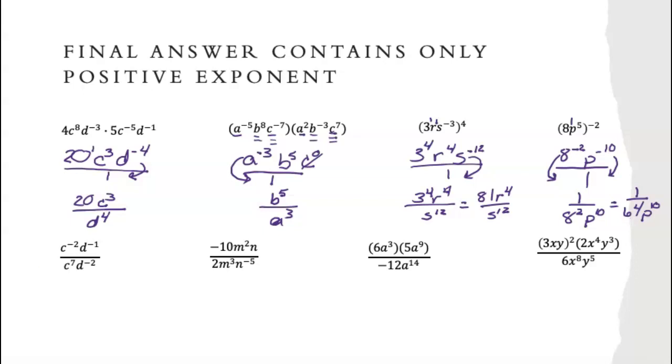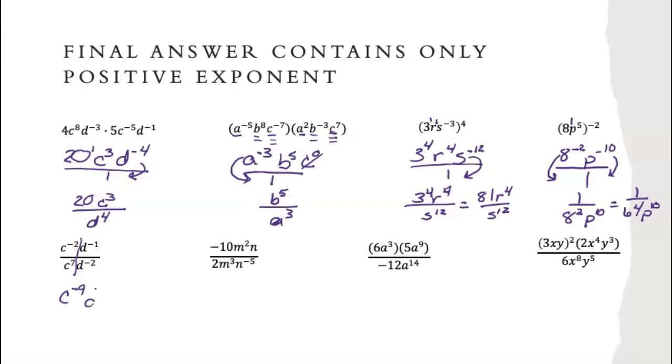All right, here we go. You actually probably like these a little bit better. Ready? C to the negative 2, d to the negative 1 is being divided by c to the 7th, d to the negative 2. Remember how we used to just kind of draw this line here so we can find our common bases, and then we just subtract straight down. Keep the c. Negative 2 minus 7. Negative 9.